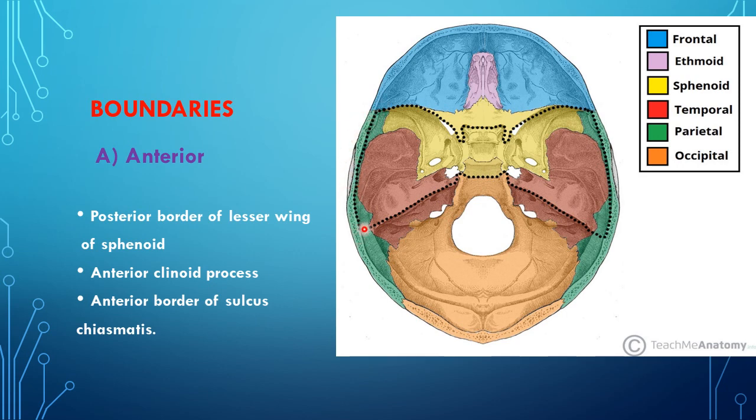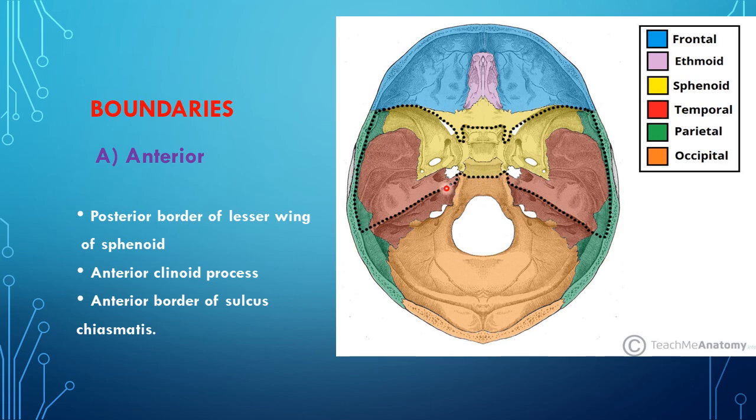This is the lateral boundary. So on each side we have the greater wing of sphenoid. This is the greater wing of sphenoid. Then this green colored bone is the parietal bone. This is the anterior inferior angle of the parietal bone. Then here we have the squamous part of the temporal bone. So the greater wing of sphenoid, anterior inferior angle of the parietal bone, and the squamous part of the temporal bone form the lateral boundary.